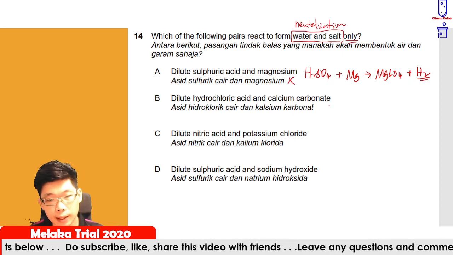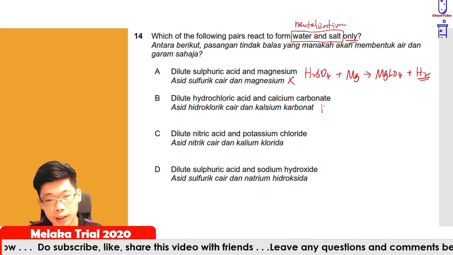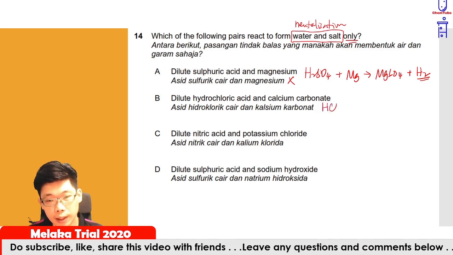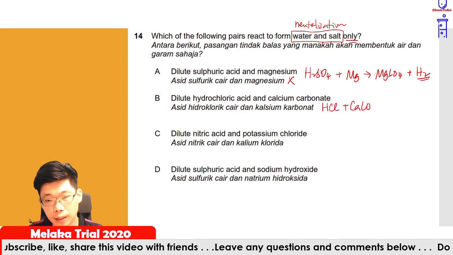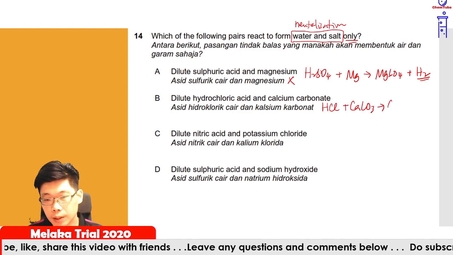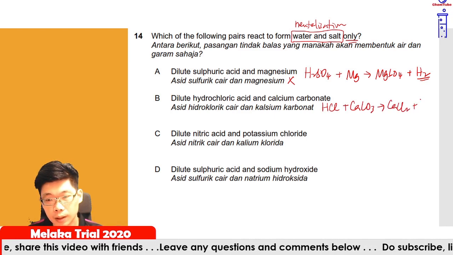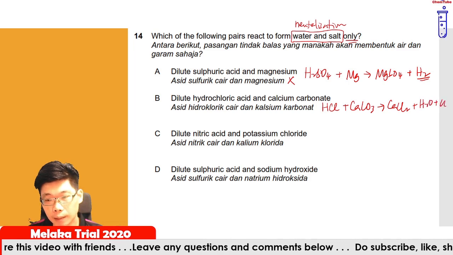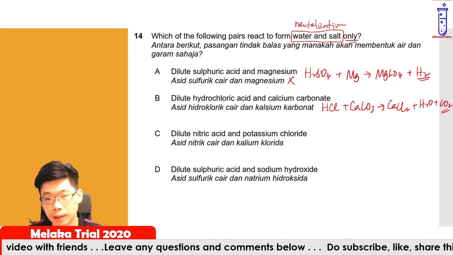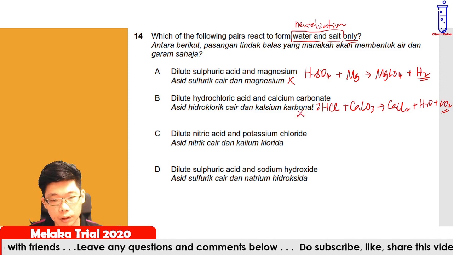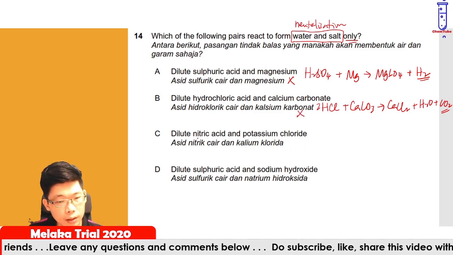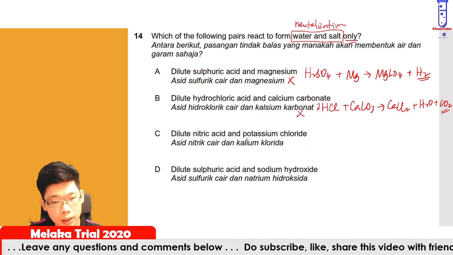Dilute hydrochloric acid and calcium carbonate. Hydrochloric acid with calcium carbonate forms calcium chloride, water, and carbon dioxide. It has extra carbon dioxide, so this one is also out. Dilute nitric acid with potassium chloride.